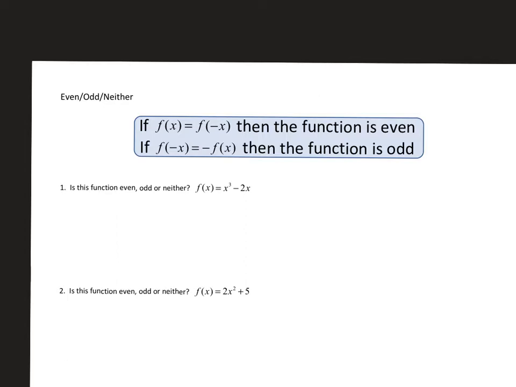If your original function is equal to the function evaluated at negative x, then it's even. All right, and then if the function evaluated at negative x is equal to the opposite of the original function, then it's odd.